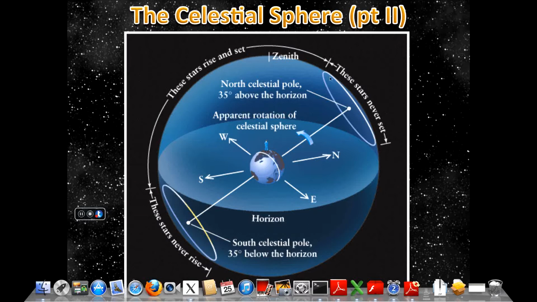Likewise, you can see here, there are some stars that never go below the horizon. So, for instance, the Plough, or the Big Dipper, is part of Ursa Major, and that is a circumpolar constellation. That is to say, it goes around and around the North Star, but it never ever sets.